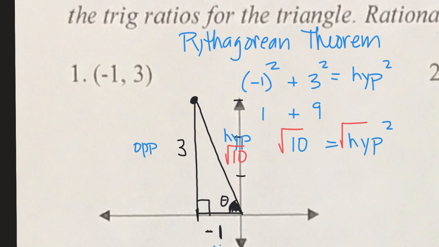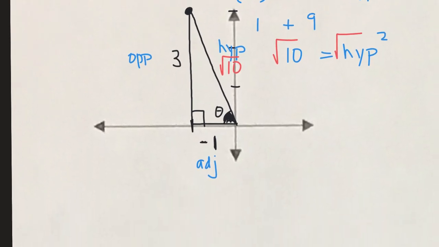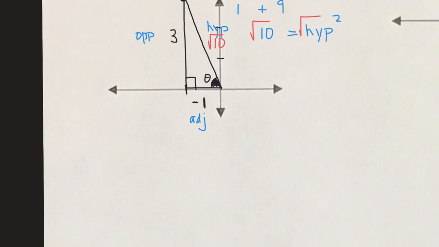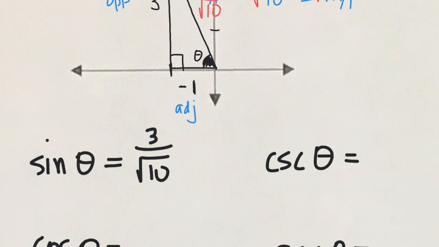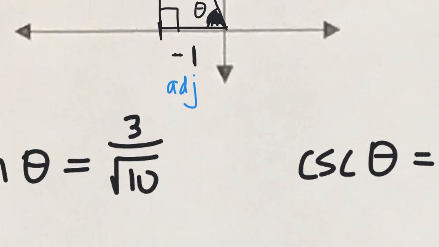So now I know all 3 of my sides. I can write down all 6 of my ratios. So now I simply have to write down my ratios. So the sine is the opposite side, which is 3, over the hypotenuse, which is root 10. Now we don't like, and I say we, math teachers basically, don't like having radicals in the denominator. It's called an irrational number if we have a radical on the denominator. So we're going to do a little fancy thing called rationalizing in order to simplify this.